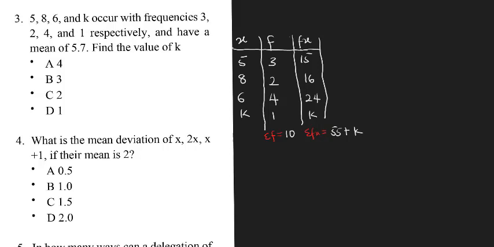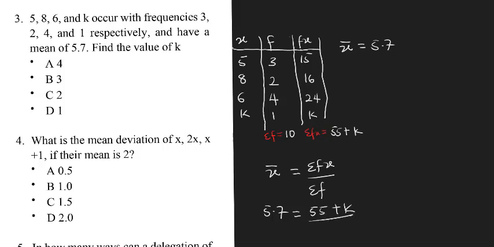So now, from the question, we know that the mean has already been given as 5.7. So how can we get k now? It's very easy. Remember that the formula for finding mean is equal to summation fx all over summation f. So now what is this mean? The mean has been given as 5.7. So we're going to substitute: 5.7 is equal to, what is our summation fx? It is 55 plus k, right? Then over, what is our summation f? Summation f is 10. So we have this.